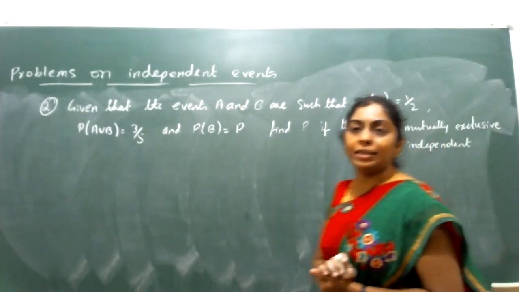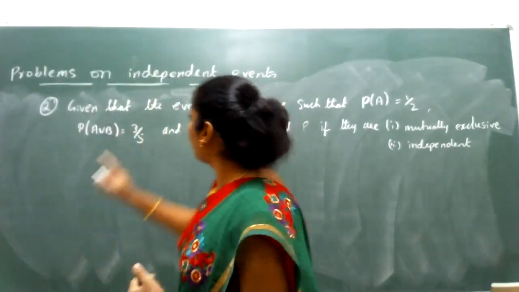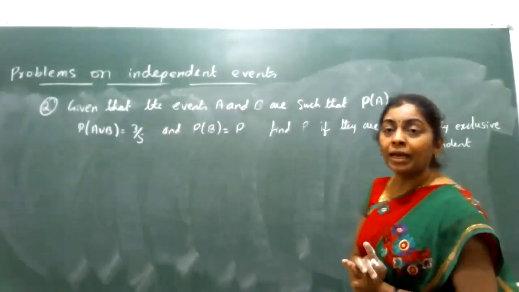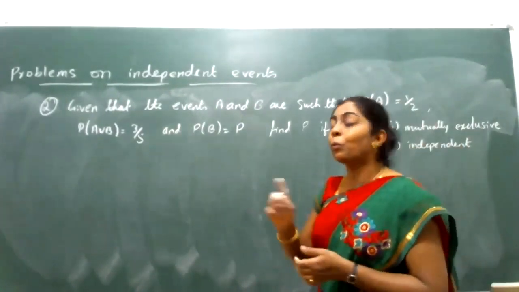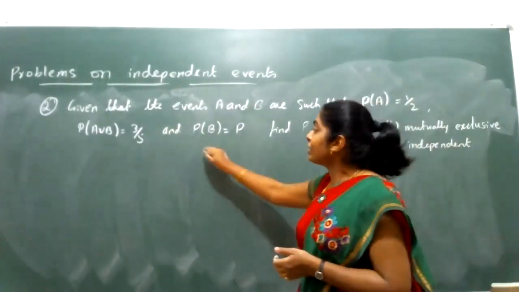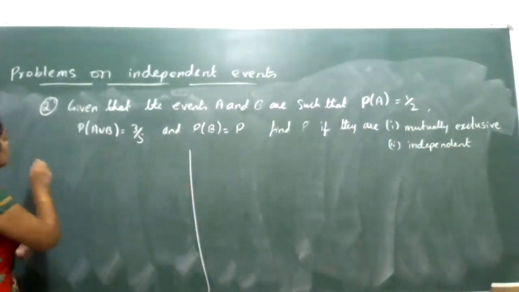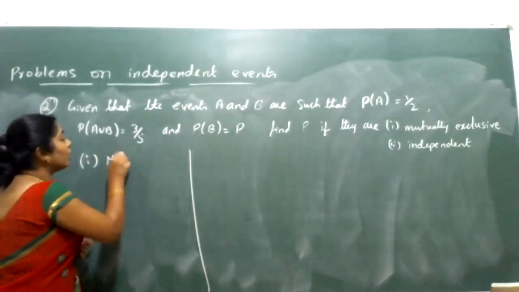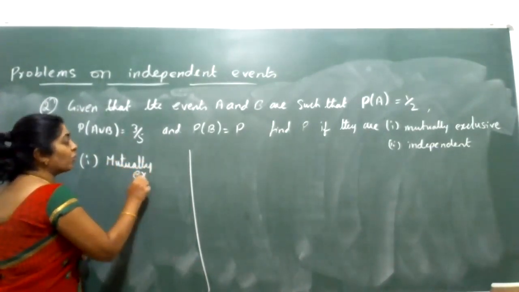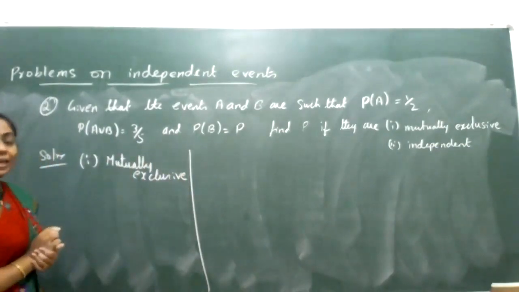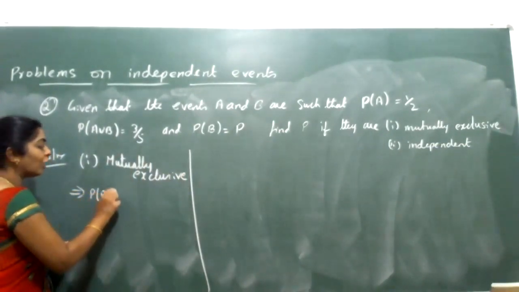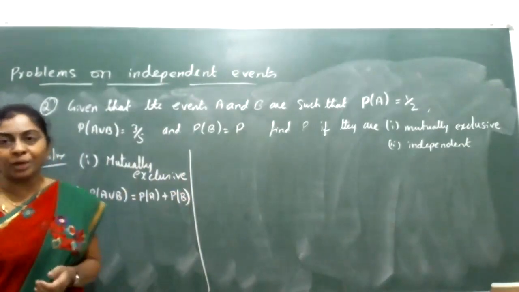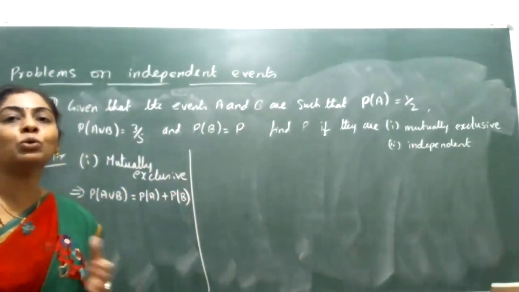Mutually exclusive and independent. So using the condition of probability of A, probability of B is an unknown, and given probability of A union B, I have to get back the value of P when it satisfies the two conditions. Let us see how to satisfy this condition. Now the first one I'll consider is the first condition. What does it say? They are mutually exclusive. So when I say they are mutually exclusive, it implies probability of A union B is equal to probability of A plus probability of B.